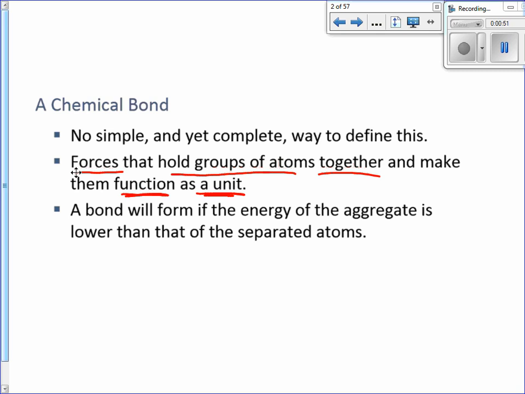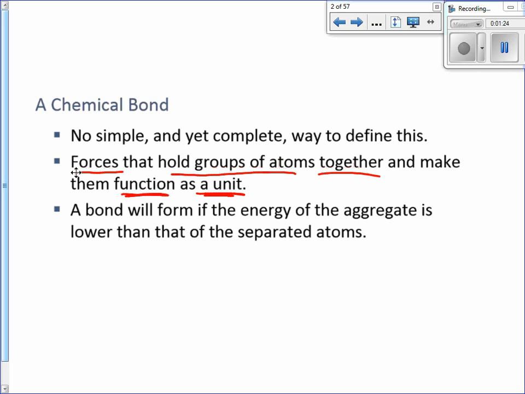Now, the reason why they do this, so why are they going to bond? They form because individual atoms, most besides our noble gases, are going to be unstable. So they're seeking stability. Unstable elements are at a higher energy. When they form a bond, it establishes a lower energy state for those atoms. And I'll show you in a few minutes what the diagram looks like there.